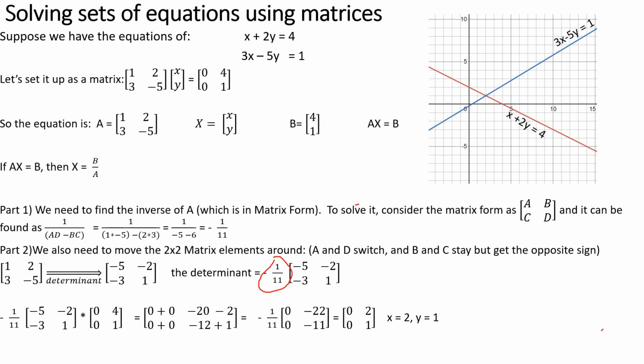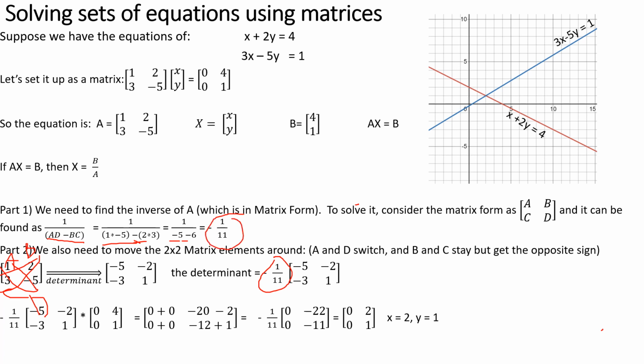And that is found by doing this. It's 1 over AD minus BC. Consider this, A, B, C, D. So AD is 1 times -5 right here, minus 2 times 3 right here. And 1 times -5 is -5, minus 2 times 3, which is minus 6. So it's -1/11.